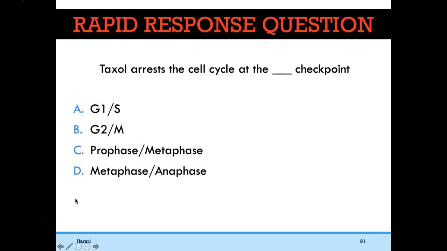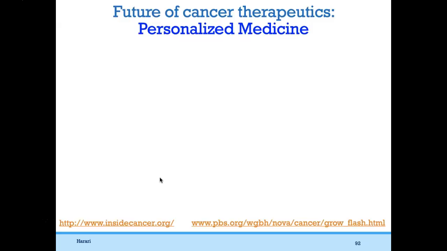The answer is, right, D, the metaphase-anaphase transition is where Taxol will arrest the cell cycle, right? Because in anaphase is when those microtubules shorten and pull on the chromosomes. So they're going to be stopped, they're going to be halted at that metaphase-anaphase checkpoint.